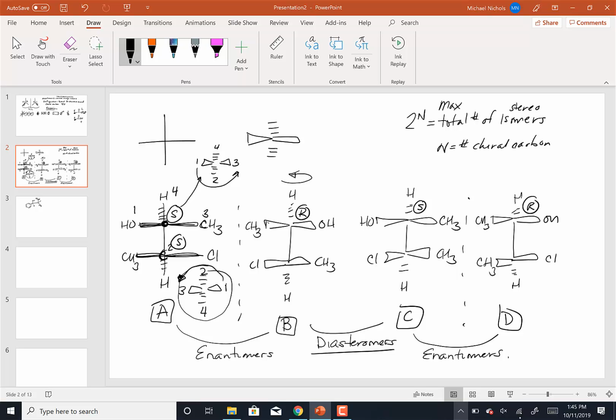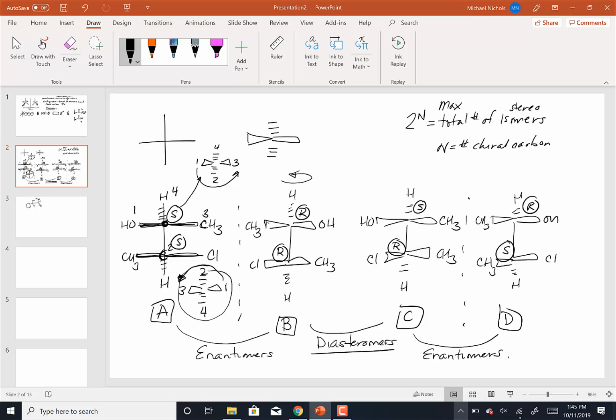Okay, so let's do the same thing with B, C, D. The bottom carbon of B is going to be the opposite because they're mirror images. I took C's bottom carbon from B, so that's an R, and then the mirror image is S. So why am I doing this? Always a good question to ask. Now we can look at the relationships from the R and S standpoint.